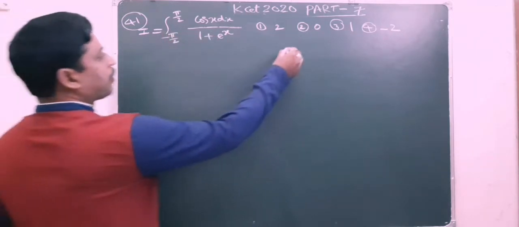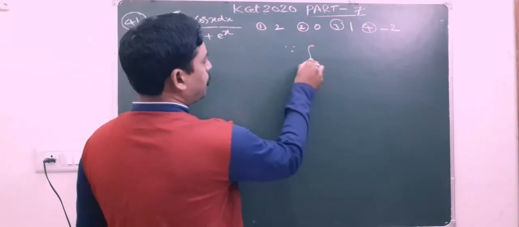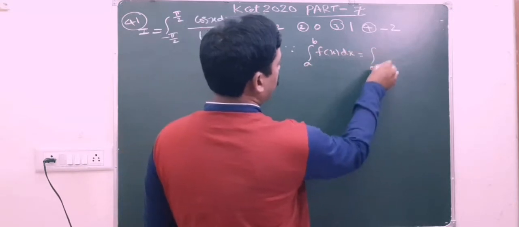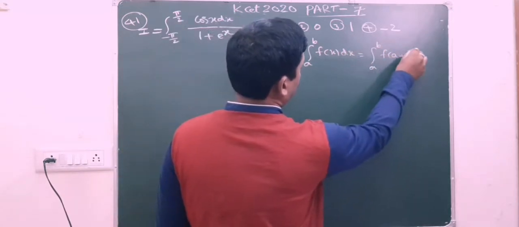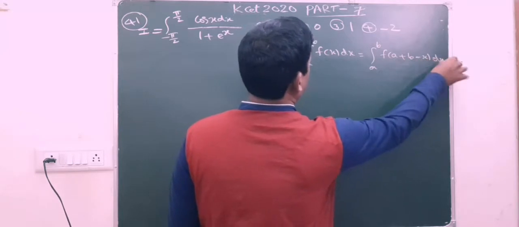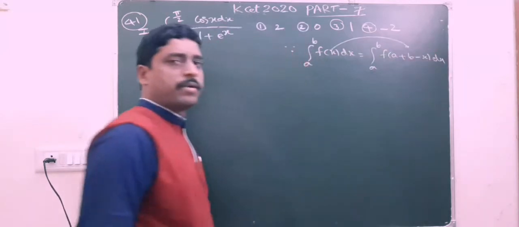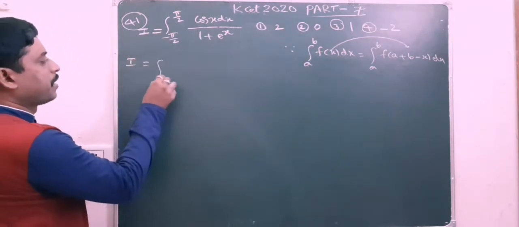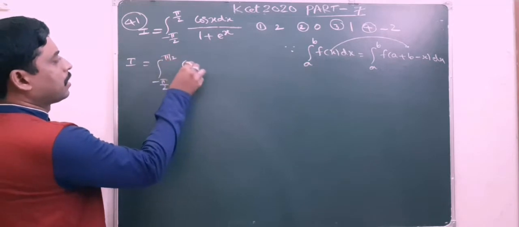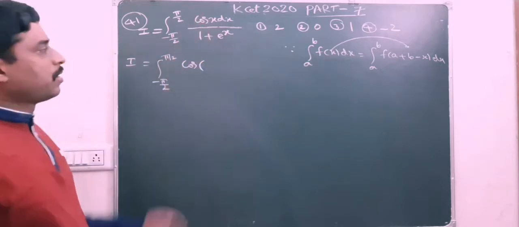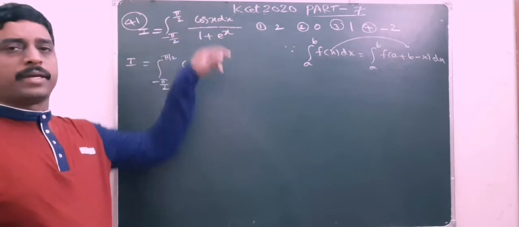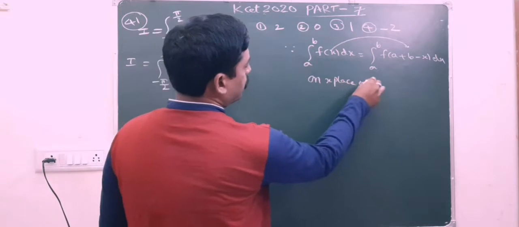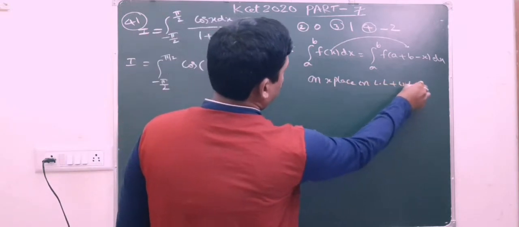So by using this property, integral a to b f of x dx is equal to integral a to b f of a plus b minus x. On explanation, we should write a plus b minus x. So this is equal to integral from minus pi by 2 to plus pi by 2 of cos of, on explanation, we should write lower limit plus upper limit minus x.